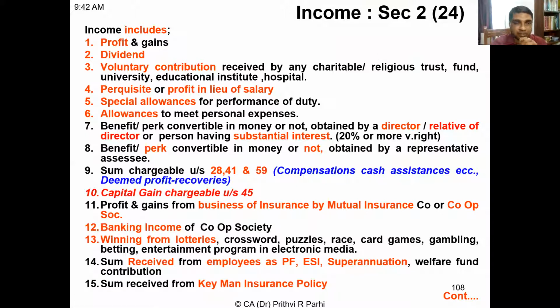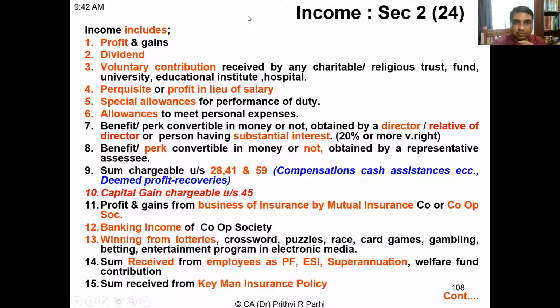Profits and gains. Now, one by one, we'll read it. Income includes profits and gains. These are something which a person adds when he does some business or is in some profession. How this particular profit and gains will be computed, we'll learn when we study the provisions related to profits and gains of business or profession. So profits and gains are income.